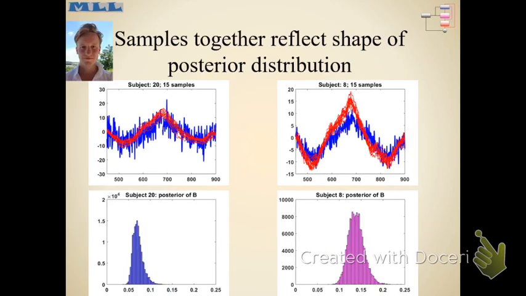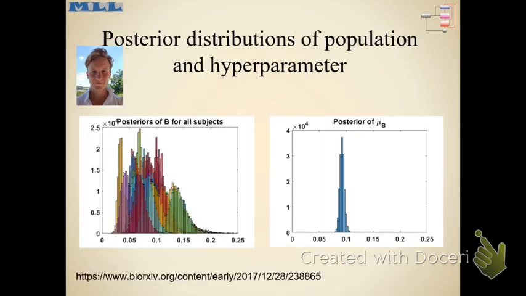Right? And you can sort of see that. You can draw, these are 15 different estimates of the state. This is 150,000 different estimates of B. And the same thing for subject 2. And then we have that for all the subjects, right? Here's all the different estimates of B for all the different subjects. And this is the estimate of the population parameter, right? What is the mean across subjects?